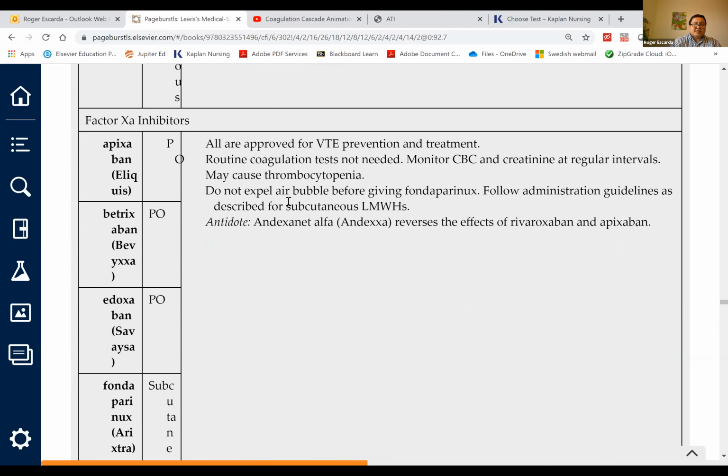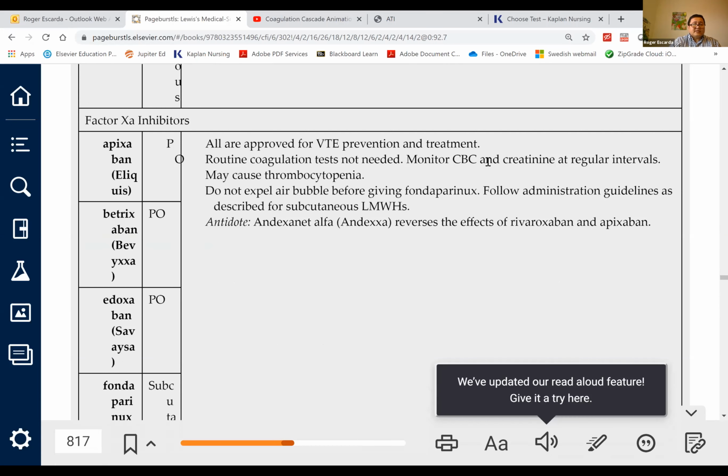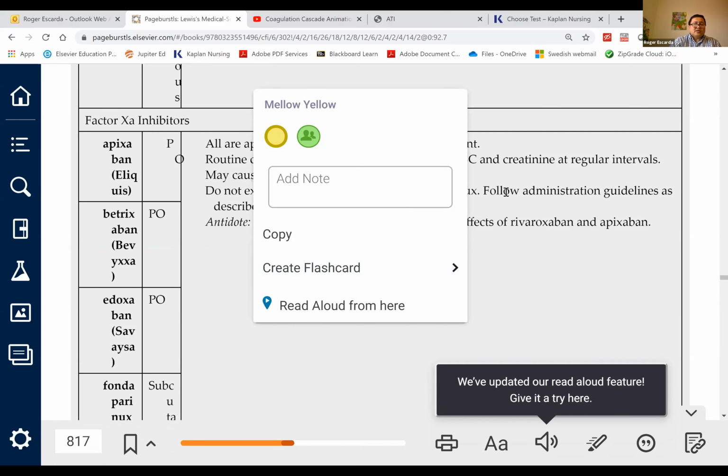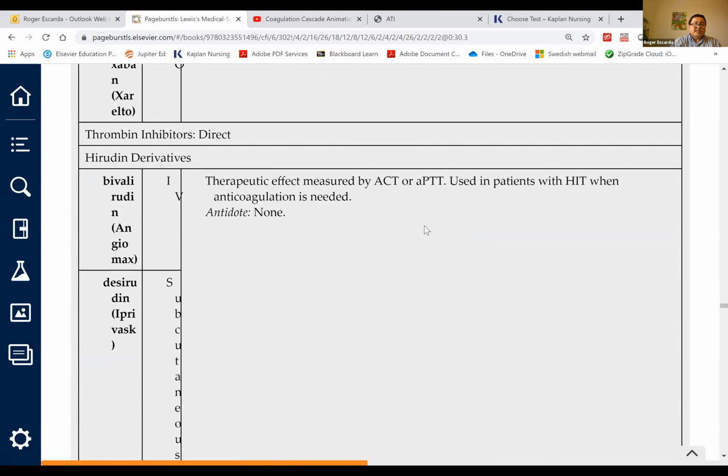Factor Xa inhibitors, again, these are novel anticoagulants. So I already mentioned earlier, no routine blood tests. Very convenient, no diet restrictions. This is the antidote, but as you can see, this is an antidote only for which ones? Apixaban and rivaroxaban. Not all novel anticoagulants have antidotes, sad to say. So although they're very convenient, it's also dangerous because they could bleed to death because there's no known antidote.